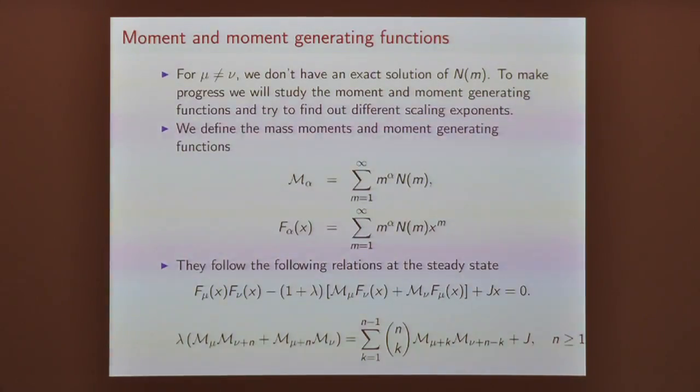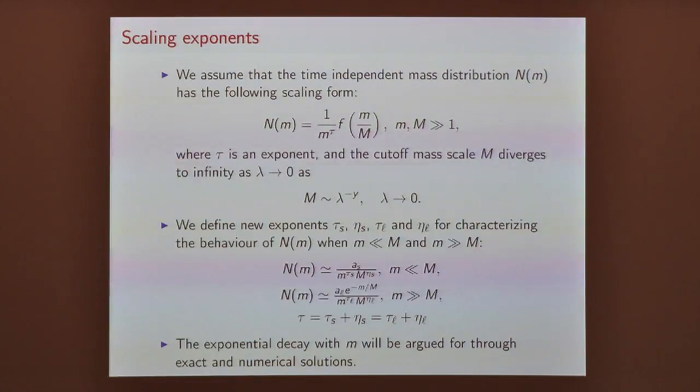Okay. Now let me go to the general case. For mu not equal to nu, we cannot find an exact solution of Nm. So to make progress, we study the moments, where the alpha moment is defined as the sum of m to the power alpha Nm, and also the moment generating functions. From the Smoluchowski equation, we can get these two relations between the moments and the moment generating functions in the steady state. So we will use these two equations to further explore what we can say.